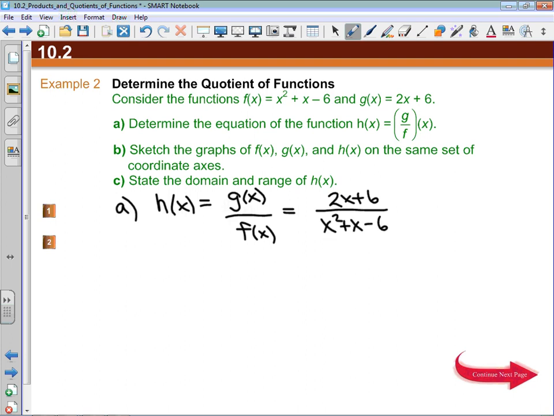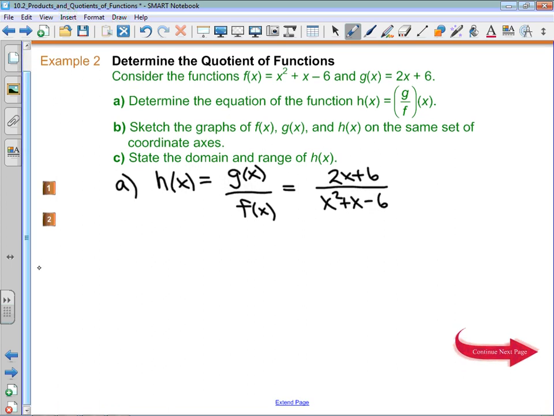All right, that is the function h of x. There's nothing wrong with that. What I'd like to do though is fall back a little bit on our chapter 9 knowledge, and if we're really going to talk about h of x, which is a rational function, we need to try to see if we have vertical asymptotes, points of discontinuities, or anything along those lines.